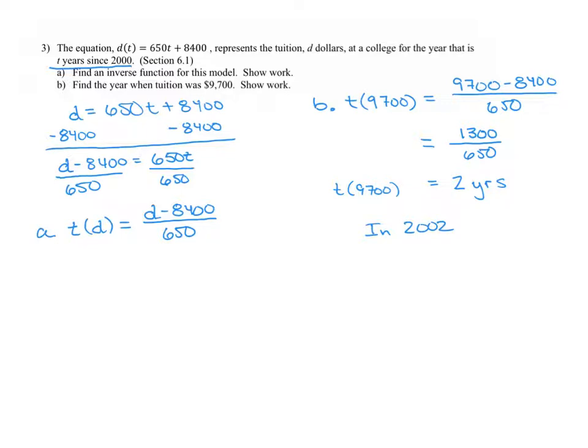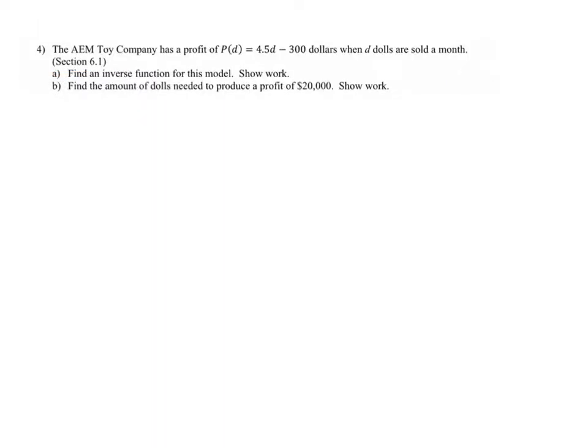Now, if you choose to go into the original function, note that you're still going to have to do all the same solving process. You're still going to have to subtract 8,400. You're still going to have to divide by 650. And so you should get the same answer no matter what. Okay, let's try one more just to make sure that we got it.